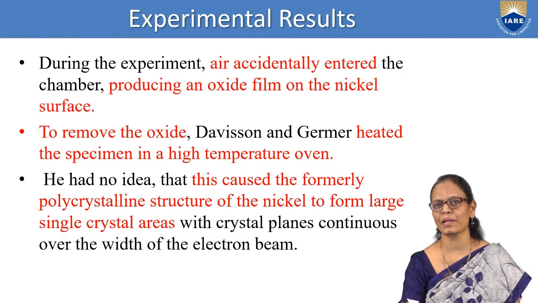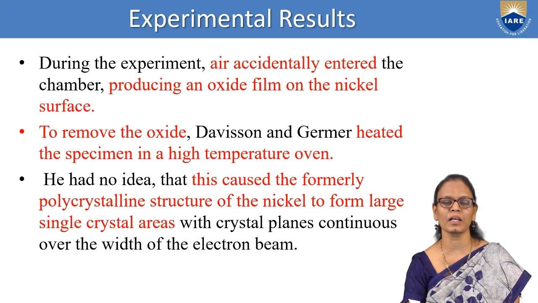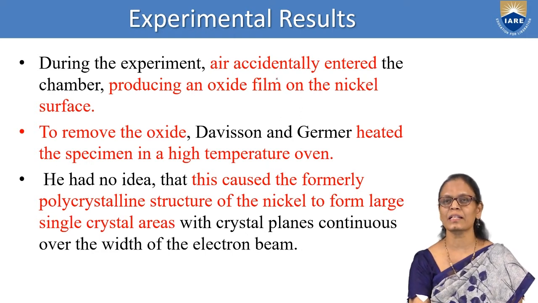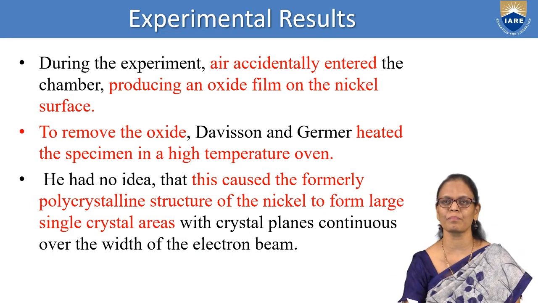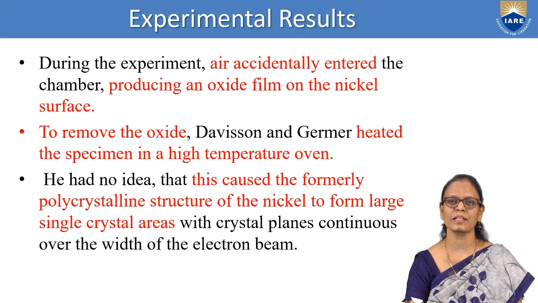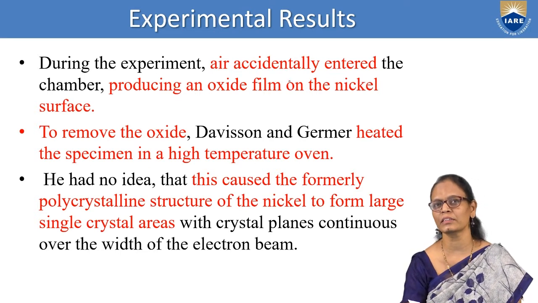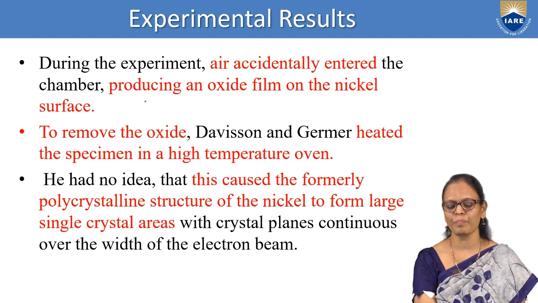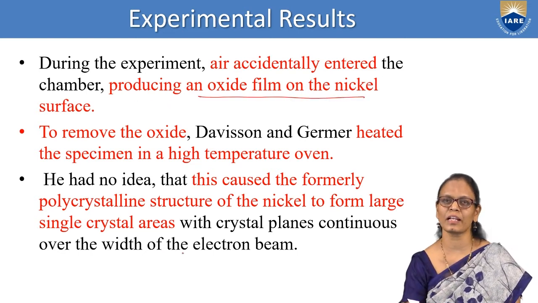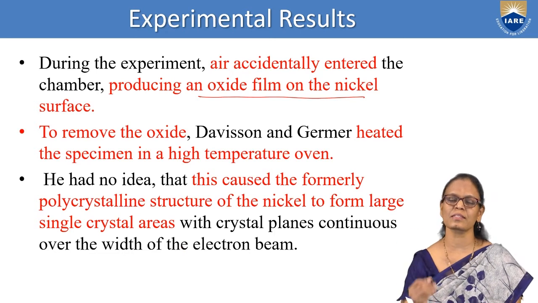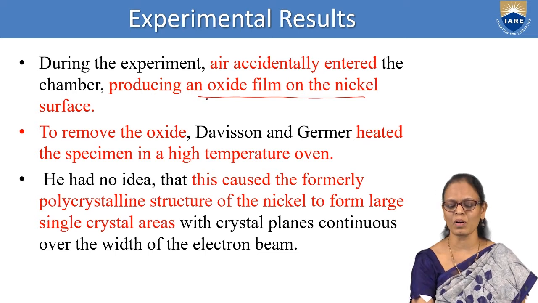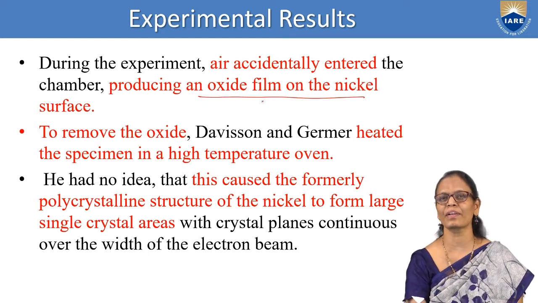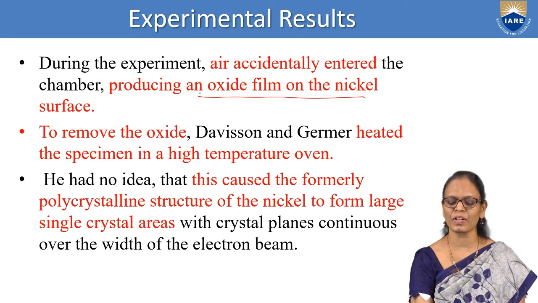Now, during the experiment, even though he was conducting it in a vacuum chamber, air accidentally entered the chamber. So, all this setup was kept in an evacuated chamber. And then what happened suddenly? Air accidentally entered the chamber. So, when there is air, it produced an oxide film on the nickel surface. He wanted to study the surface of the nickel plate, but then there is an oxide film that is formed. When it reacts with the oxygen in the air, there is a film that is formed.